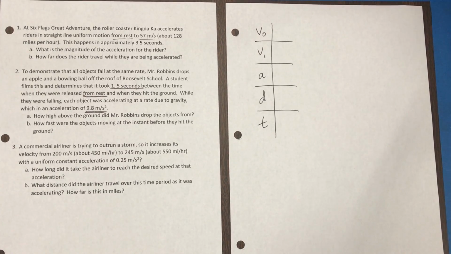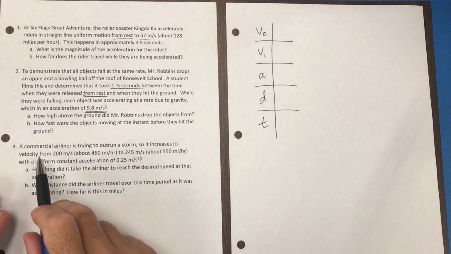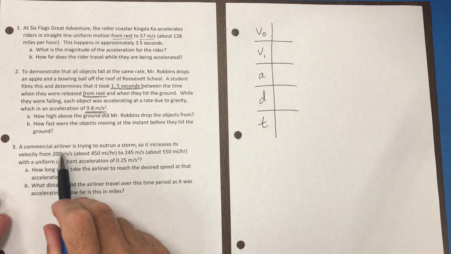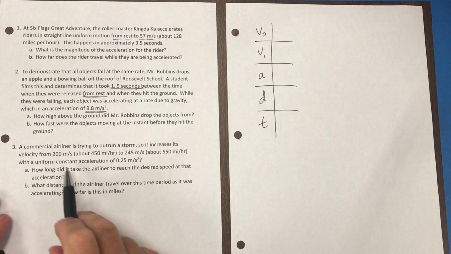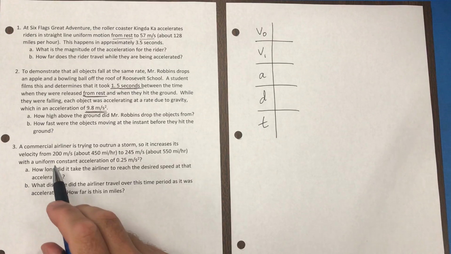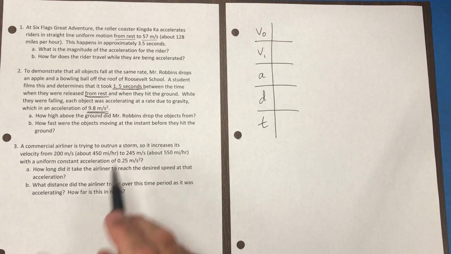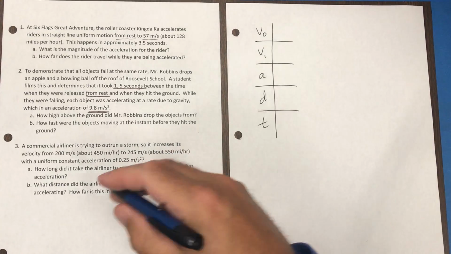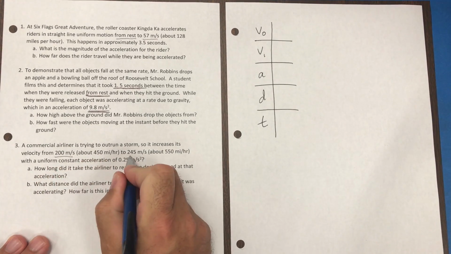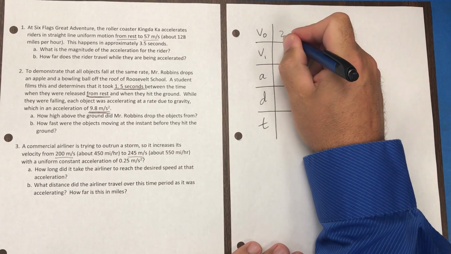Okay, so let's take a look at a third problem. This one involves a commercial airliner, and it's going to speed up to get ahead of a storm. So it's going to increase its velocity from 200 meters per second to 245 meters per second. So that tells me what its initial and final velocities are.